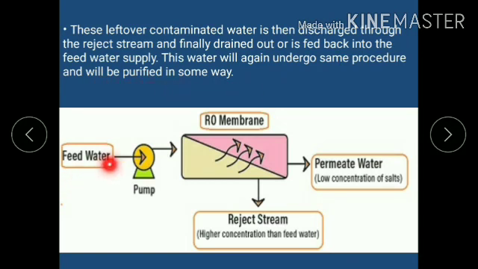That is the feed water, which passes through the RO membrane. The RO membrane rejects the stream, which has a higher concentration than the feed water. Then we get the permeate water, which has a low concentration of salt. This water contains a low concentration of salt.